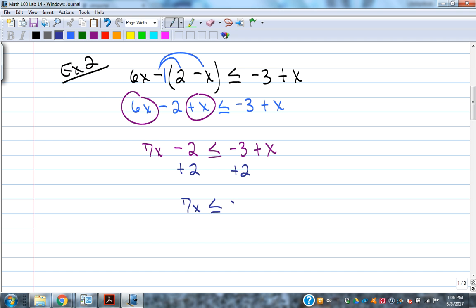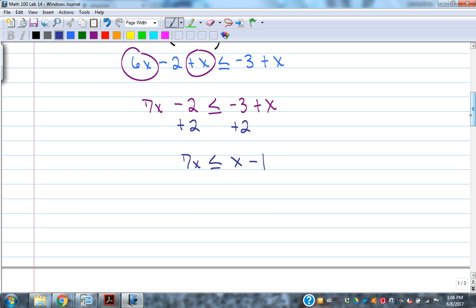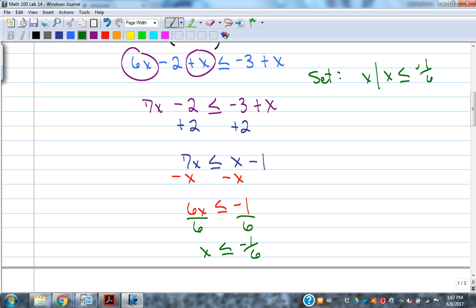And then from there, get the 2 over to that side. 7x is less than or equal to x minus 1. And then move the x this way. 6x is less than or equal to negative 1. Divide by 6. There's our problem. And we want to write that in set notation. Such that x is less than or equal to negative 1/6.